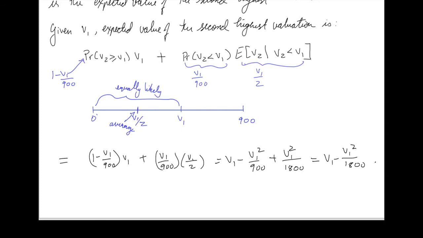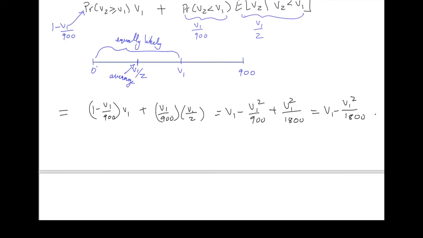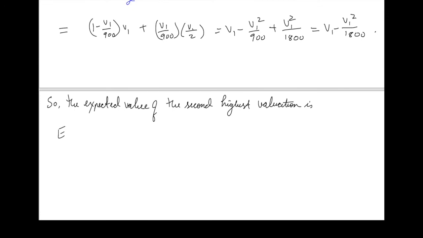Now what we need to do is take the expected value of that. The expected value of the second highest valuation, without conditioning on V1, since we don't know what V1 is, is the expected value of V1 minus V1 squared divided by 1800. Well, how do we find that? Well, we have to take an integral here. We take the integral from 0 to 900 of V1 minus V1 squared divided by 1800 times the density. So the density is 1 over 900, and we take the integral of that.